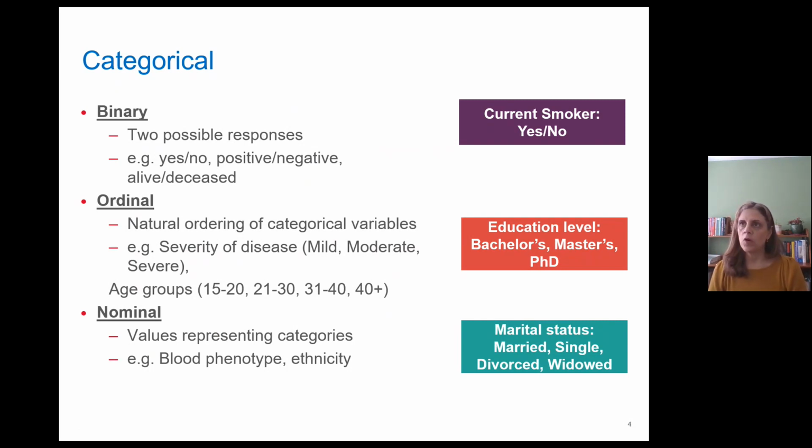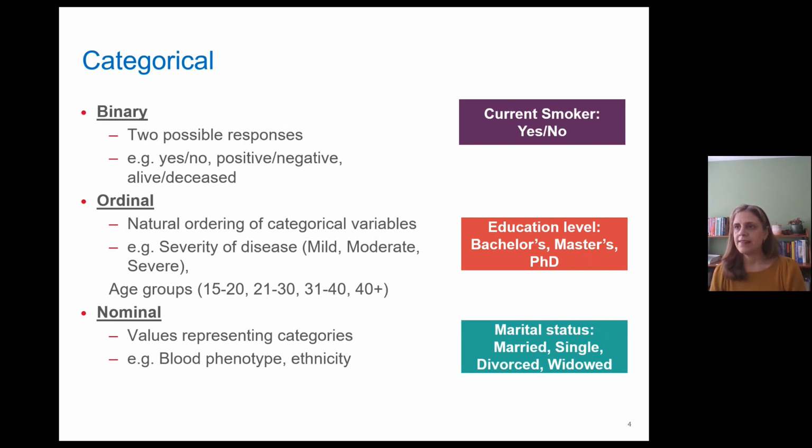Where you have two or more categories in your data, it can either be considered as ordinal or nominal. So for ordinal data, your categories have a natural order in them. So for example, if you're looking at severity of disease, where you classified people as being mild, moderate or severe, you can see that there's a natural order there. Severe is worse than moderate and moderate is worse than mild. And again with age groups, so you can see for the example here, you've got your groups increasing in age and there's definitely an order to those categories.